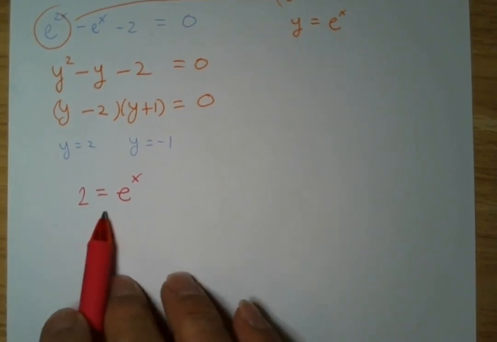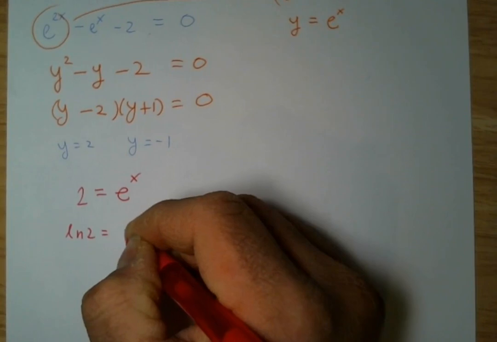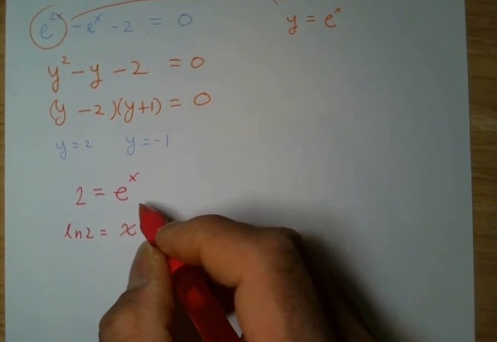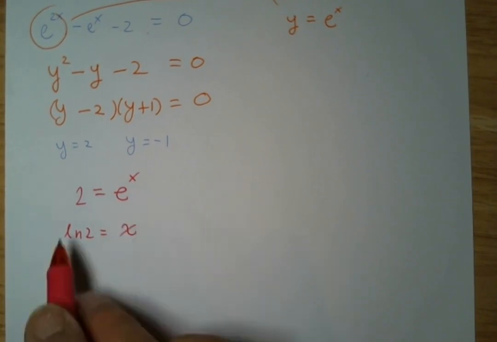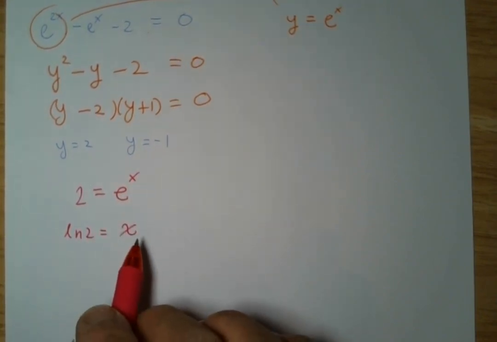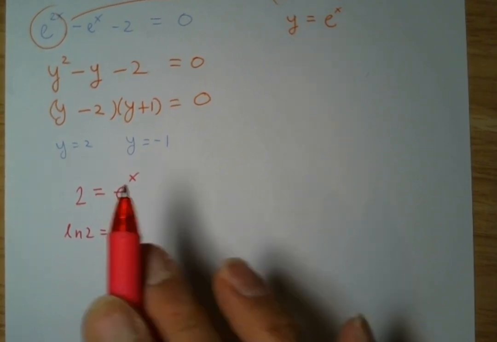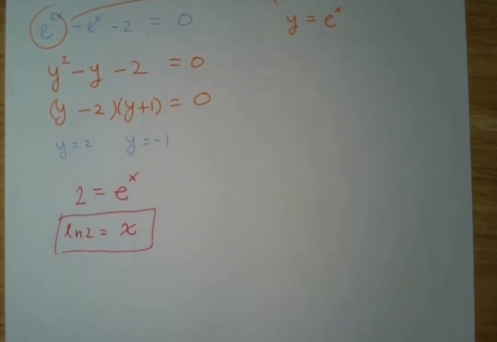And then we'll take the natural log of both sides. So we have natural log of 2 is equal to x. Because remember, natural log of e to the x, bring the x as the power, becomes a coefficient, applying the power rule. Natural log of e is simply 1. So we're left with this. So now I have one of my solutions.